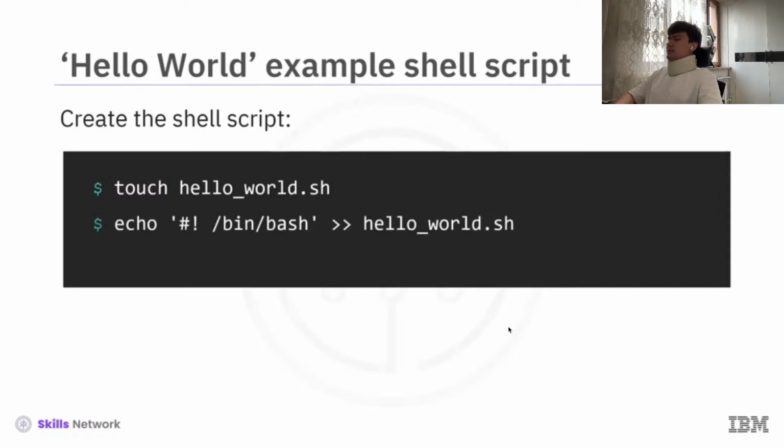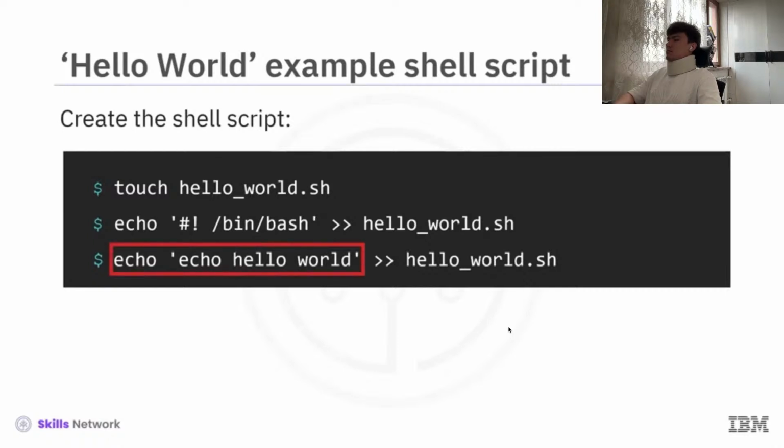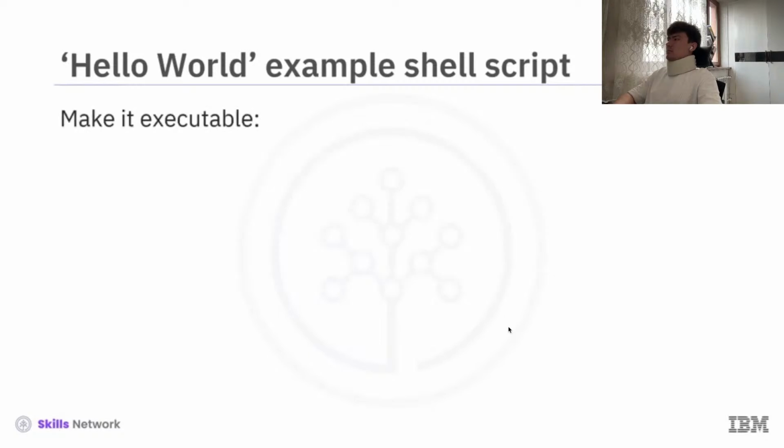Now, turn your text file into a bash script by echoing the bash shebang and appending that echoed text to your file using the double greater than symbol, which is the bash output redirection operator used for appending output to a file. Finally, use the echo command to print the statement echo hello world and again redirect that output to your bash script. Before you can run your bash script, you need to make it executable.